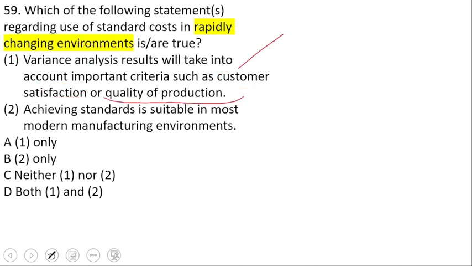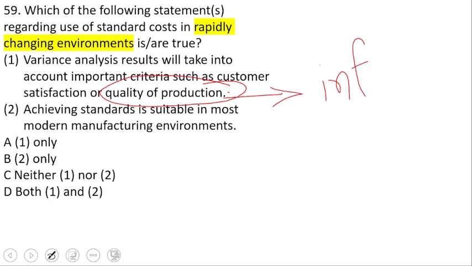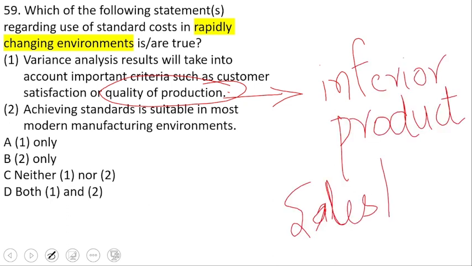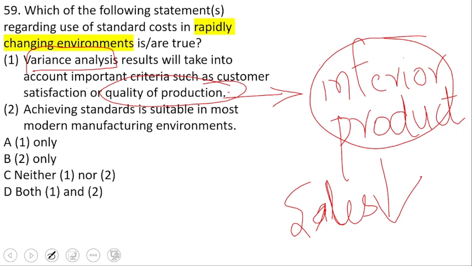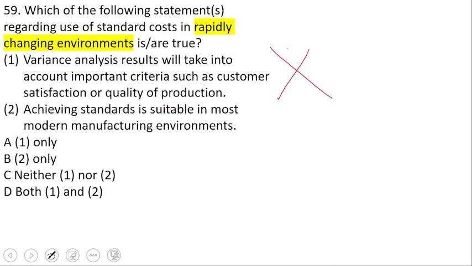And regarding the quality of production also, variance analysis might not throw light on an inferior product. Just because the sales are dropping, we cannot say that we have produced an inferior product. It might be due to competition. So strictly speaking, variance analysis does not give so much importance to the customer satisfaction and the quality of production. So this statement is not true.